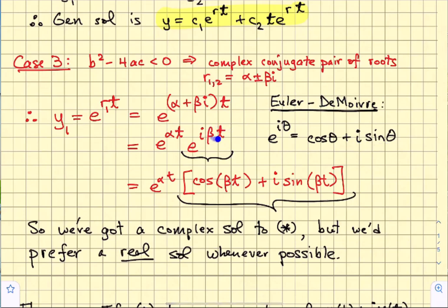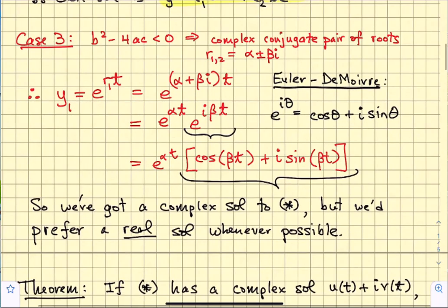So notice our theta here is beta t, and so if we apply the Euler-de Moivre formula with theta equal to beta t, we get cosine beta t plus i sine beta t. Now this is still imaginary, so we're not out of the woods yet. But what we've got here is a complex solution to our differential equation.